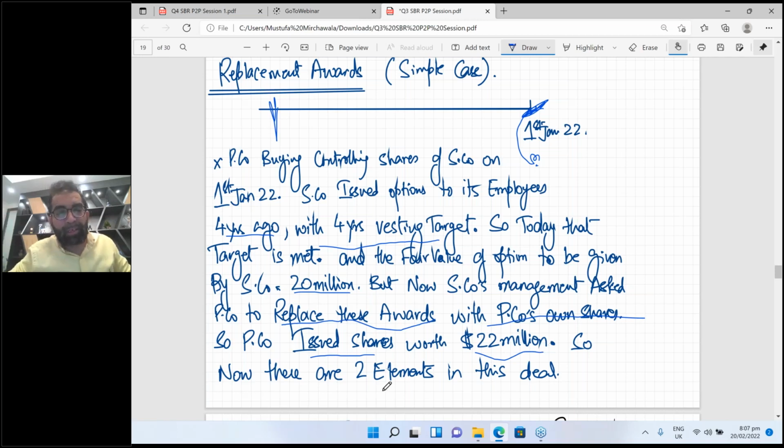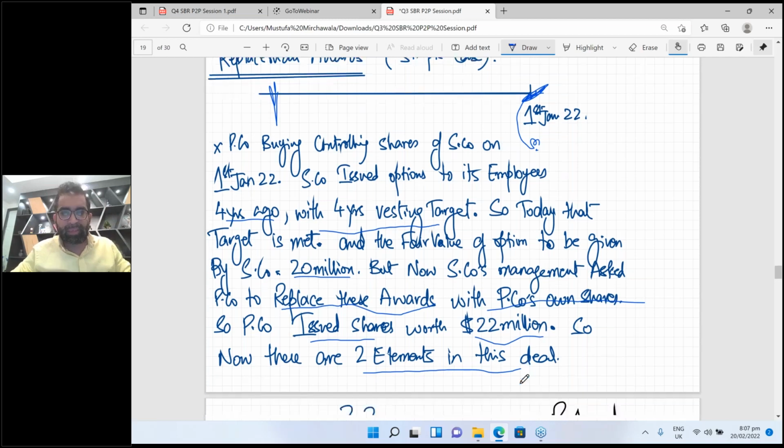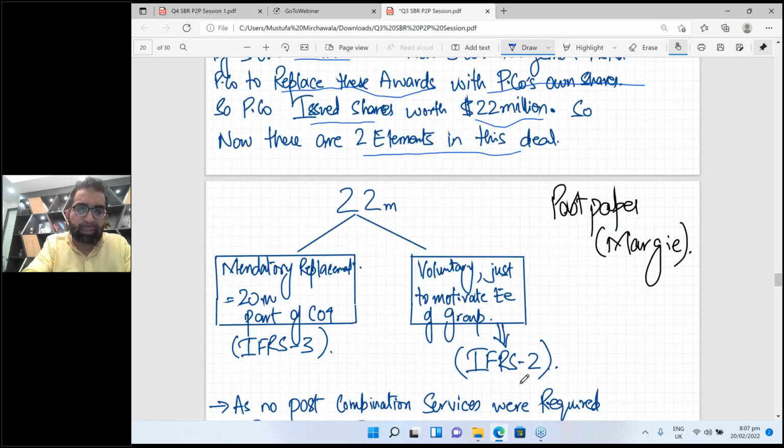So now there are two elements in this deal. If you are active, you will understand in seconds. See this. There is one element which is mandatory replacement, that is 20 million, and that should be part of COI, because the parent company has to do it at any cost. This is part of COI, and this is IFRS 3.